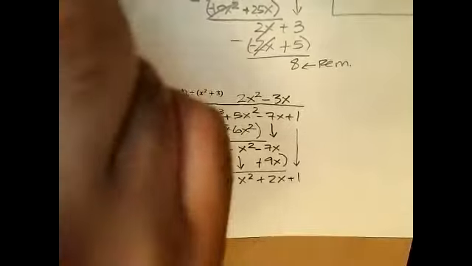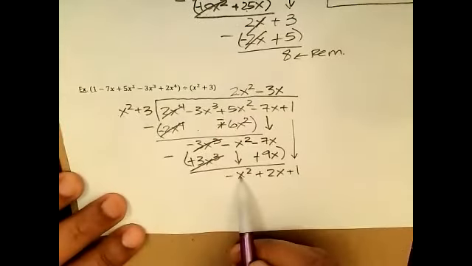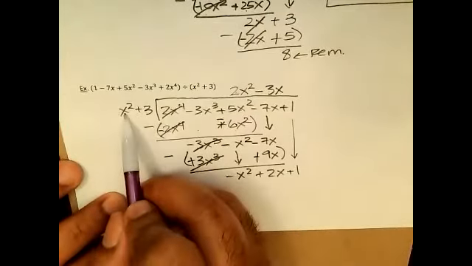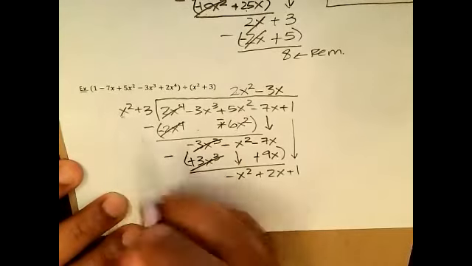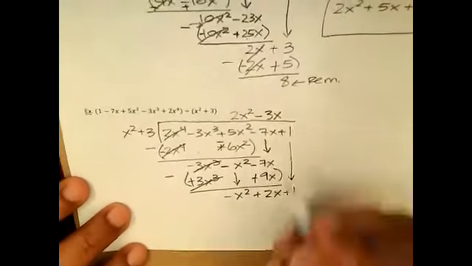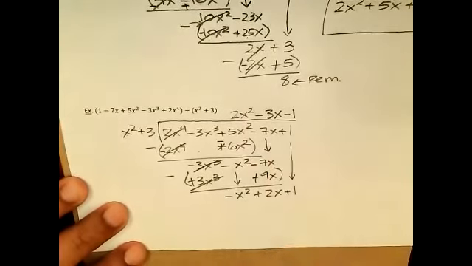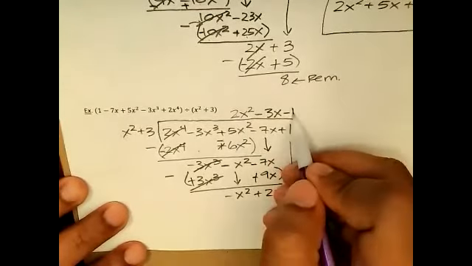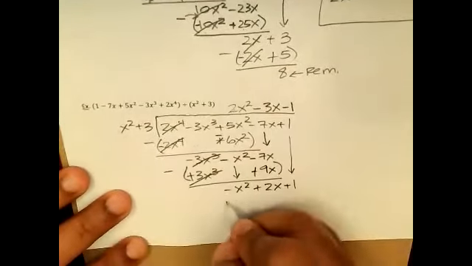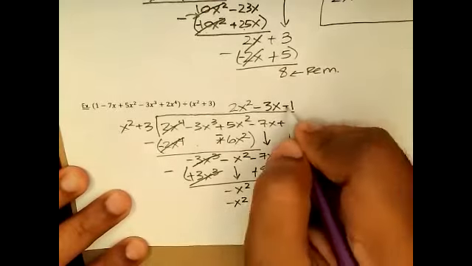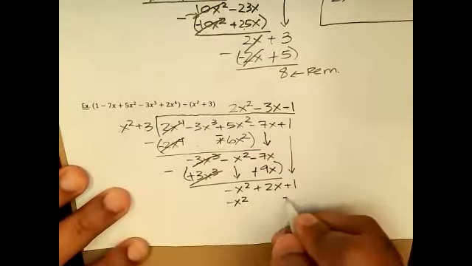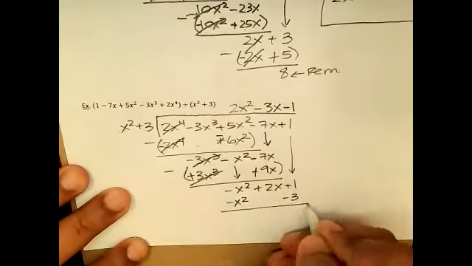Again, we're going to do this. So here I have negative x squared. Out here I had x squared. What do I need to multiply by x squared to get negative x squared? I need a negative 1. So I'm going to put a negative 1 on top. Then I'm going to multiply negative 1 times x squared is negative x squared. Negative 1 times 3 is negative 3. I'm going to write that underneath the 1.